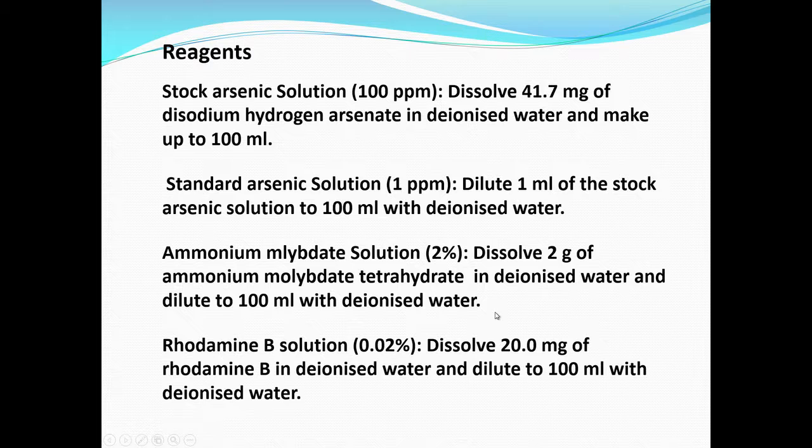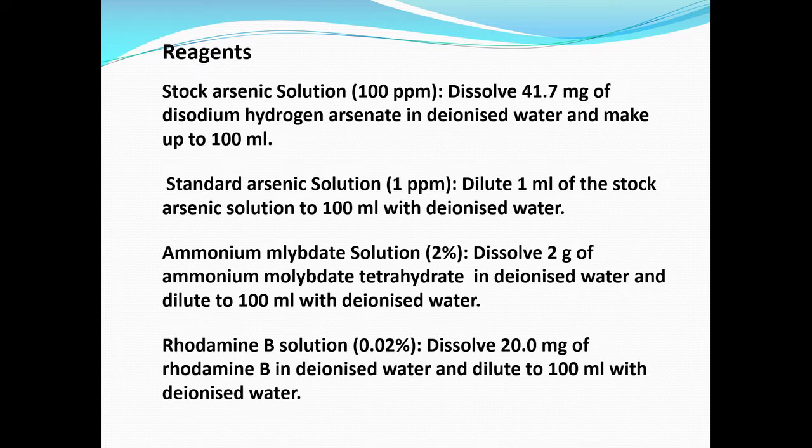Now, the reagents are very simple. You can prepare a stock arsenic solution of 100 ppm by dissolving 41.7 milligram of disodium hydrogen arsenate in deionized water and making up to 100 ml. Then the working solution would be 1 ppm, that is you have to dilute 100 times. It goes without saying that all the dilutions, etc., in spectrophotometry should be done with very good quality water, that is DM water of about 10 to 18 micromole conductivity. That means very few dissolved salts should be there.